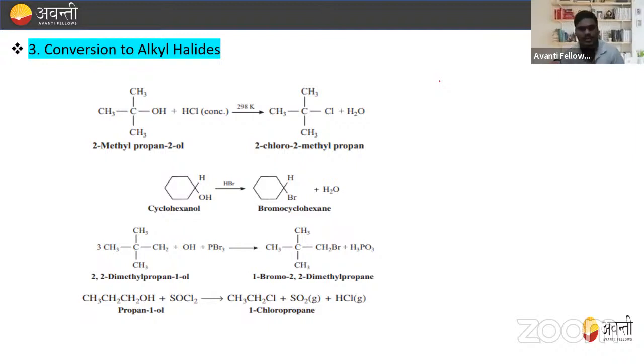Out of all these methods, thionyl chloride plays a very important role. This is a perfect and good method because the byproducts are SO2 and HCl, which can be easily separated since both are gases and easily evaporate. So no hard work is needed to separate the chloroethane from the byproducts.